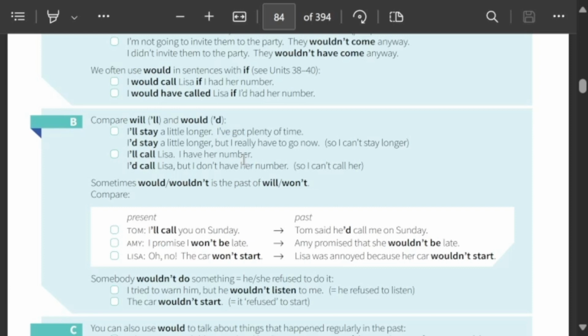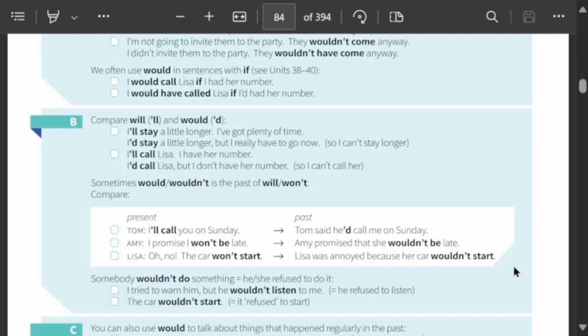So next one is, I'll call Lisa. I have her number. This is in the present, you see. I have her number, so I'll call her. I have just decided to call her. Remember? I'll call. I'd call Lisa, but I don't have her number. I would call her if I had her number, but I don't have her number, so I cannot call her. Okay.